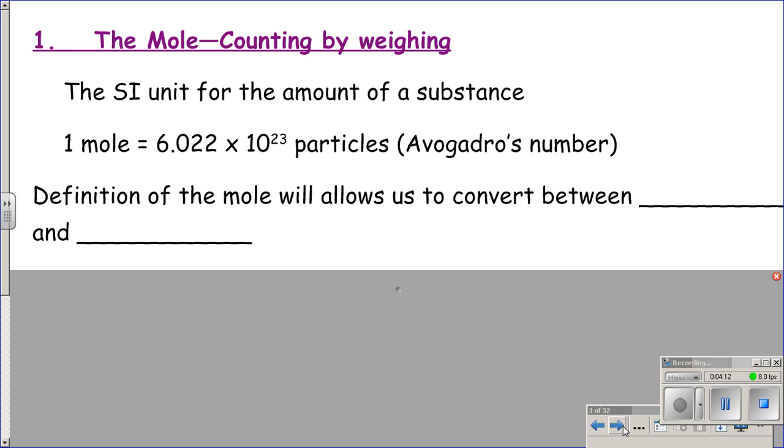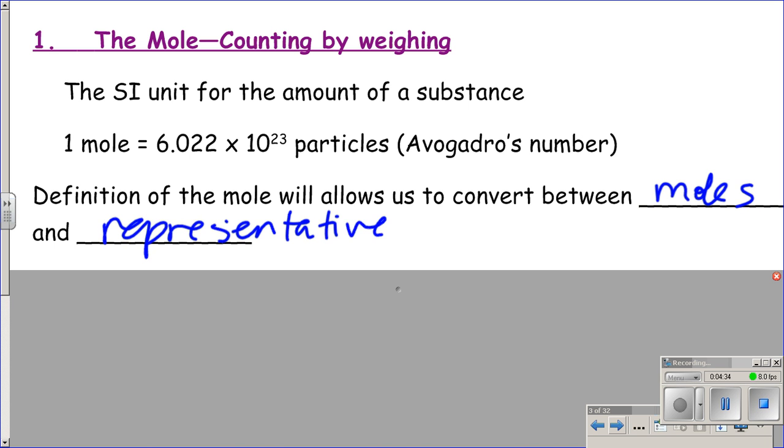So this is not in your paper yet. We just talked about this a little bit, but I have a couple of examples that I want to go through with you. The mole is an SI unit, a system of international measurement. So everybody uses the mole in sciences. The definition is that 1 mole will allow us to convert between moles and representative particles. Representative particles represent a specific subset of chemicals. There are 3 specific subsets of chemicals.